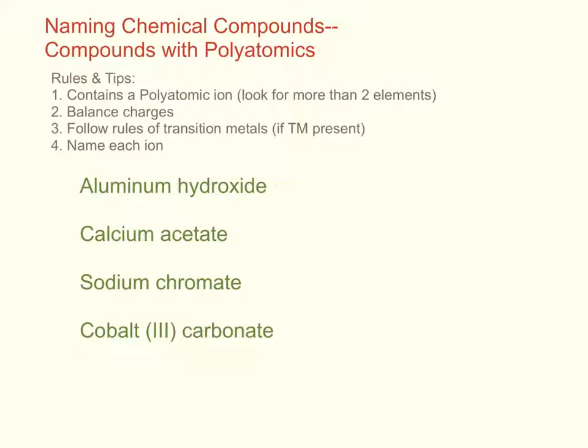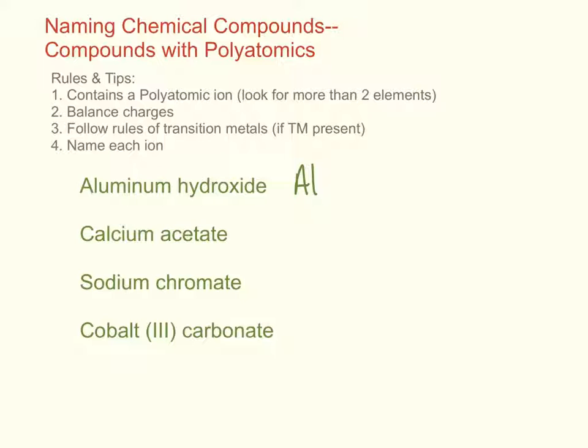So now when we're going from name to symbol, we're going to follow a procedure very similar to our regular ionic compounds. So we're still going to have to do our swap and drop, balance our charges, and work from there. So the first one, aluminum hydroxide.